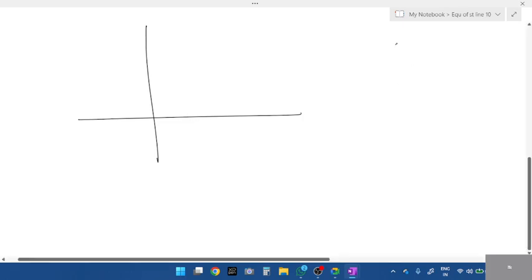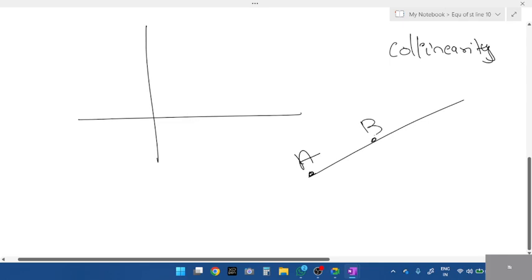Next is collinearity. Collinearity, or collinear. Collinear is in a straight line where you will have 3 points A, B, C. There are 3 points like this, students, A, B, C. Imagine I just pull a straight line like this.